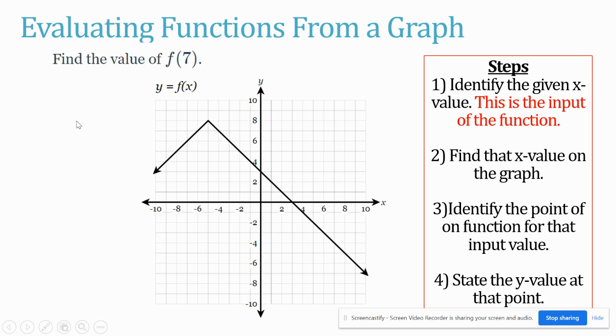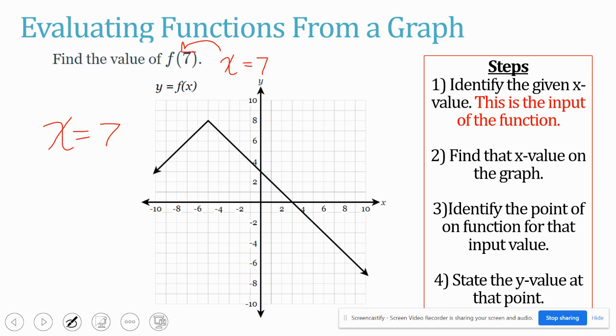So in this case, we have this piece of information. It says find the value of f of 7. So here we know y is equal to f of x. Remember, with function notation, whatever is inside these parentheses is equal to x. So this is the same as saying x equals 7. Okay, so that's what our first step is. Identify the given x value. It is the input of the function. So we know x is equal to 7.